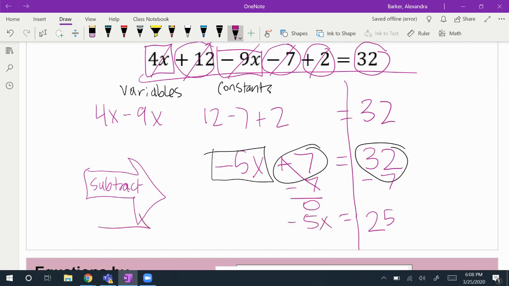All right, I've got my final step to do. I just have to get that negative 5 away from the x. The opposite of multiplication is division. So I divide by negative 5. Whatever I do to one side, I have to do to the other side. So I divide by negative 5. So that was my final step, was dividing. 25 divided by -5 gives me -5. So I'm left with x equals -5.